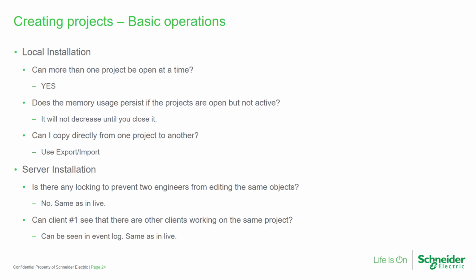If you're running a server installation, there's no real locking that takes place in terms of preventing an engineer from trying to edit the same projects at the same time. It's the same as if those servers were located under an enterprise server or enterprise central in a live system. You can see what the different engineers may be doing by looking at the event logs as you could in the live, but there's really no other way to tell.